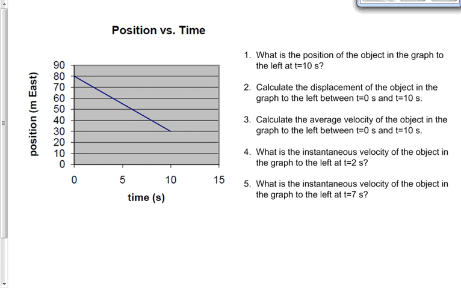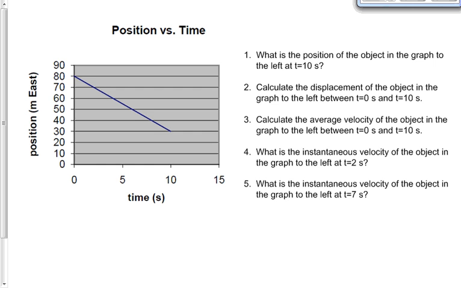All right, let's have a look at the worksheet that I just handed out to you. We want the front side of it with the example on there. We got a graph that shows a straight line that's sloping downwards, which means it's a constant negative velocity. It's going in the negative direction, but at a constant speed. We want to know the position of the object in the graph at 10 seconds. So what are we going to do?